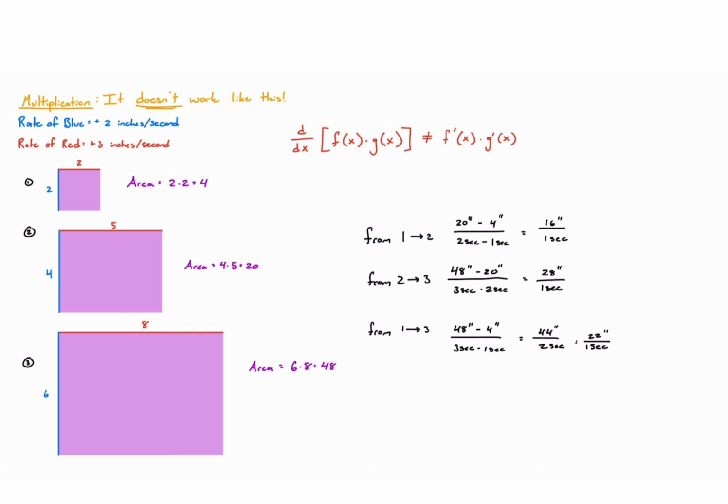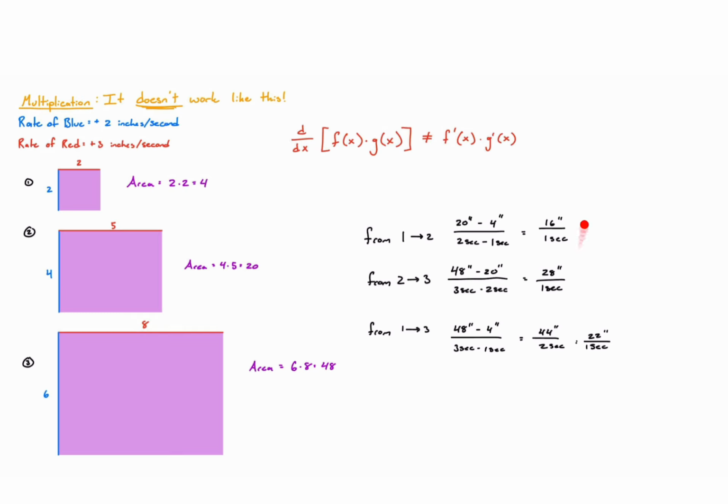And then 1 second later, our red line has grown by 3 inches, so now we're at 5 inches, and our blue line has grown by 2 inches, and so now it's 4 inches long. So our total area is 20 inches. Once again, at 3 seconds, now our red line is 8 and our blue line is 6. And so our total area is 48 inches.